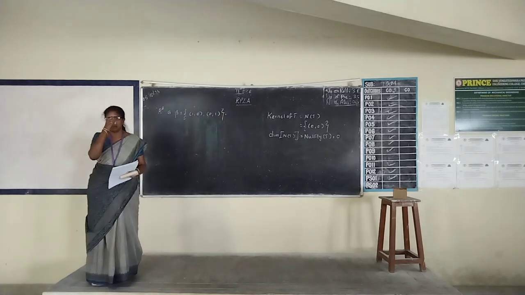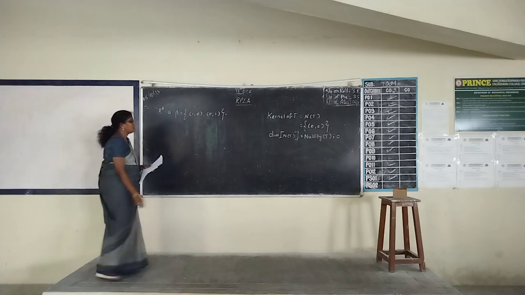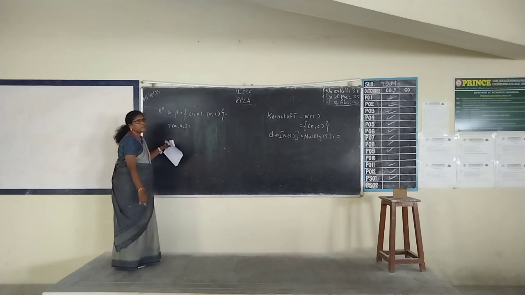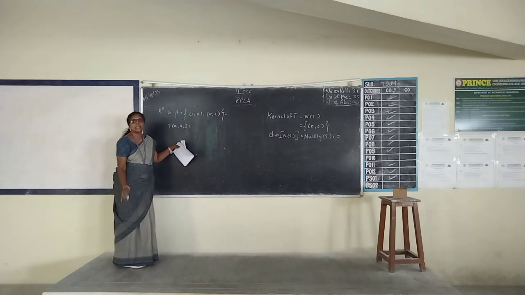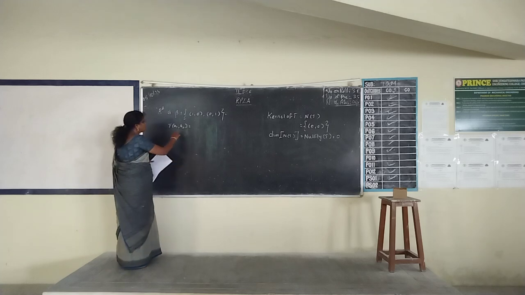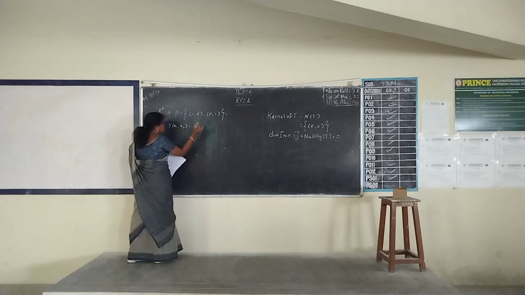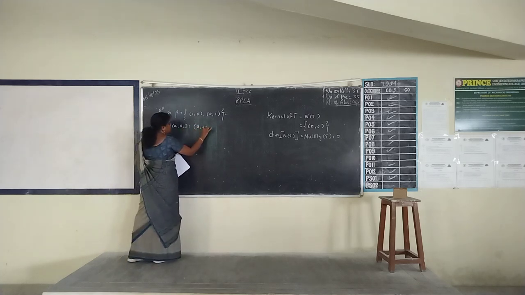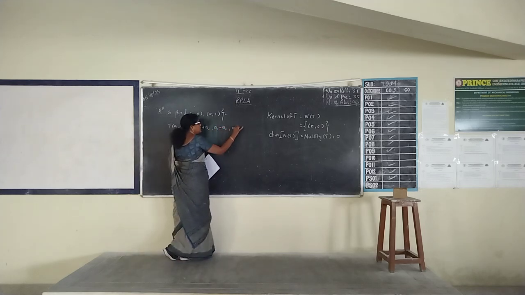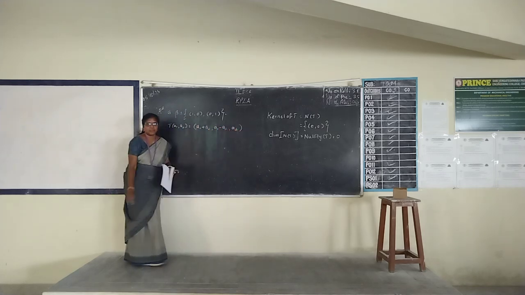So right, next one. Given T of A1 comma A2, what you are trying to find is the image. What is the relation given? T of A1, A2 is equal to A1 plus A2 comma A1 minus A2 comma A2. This is the given relation.